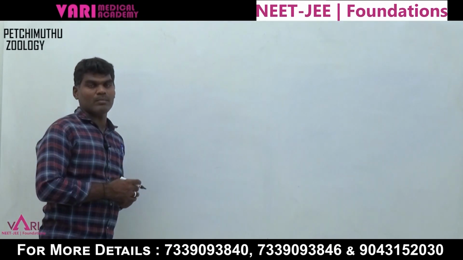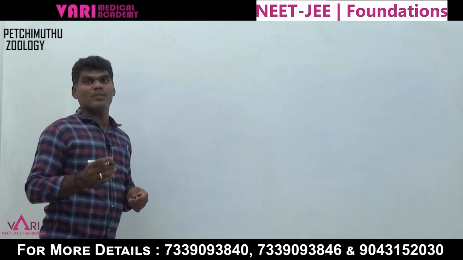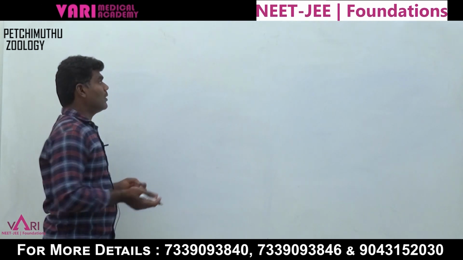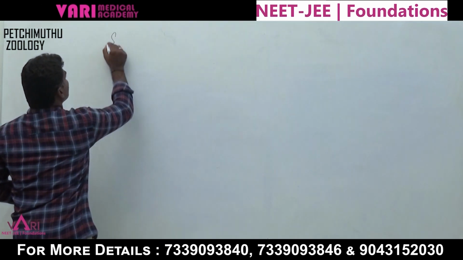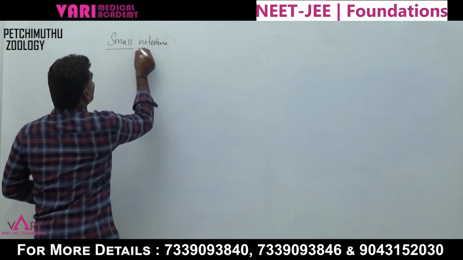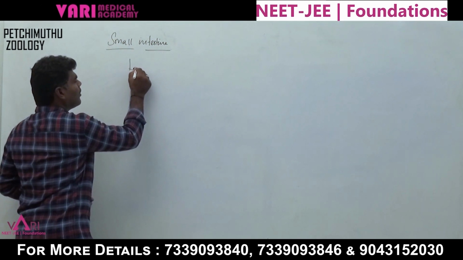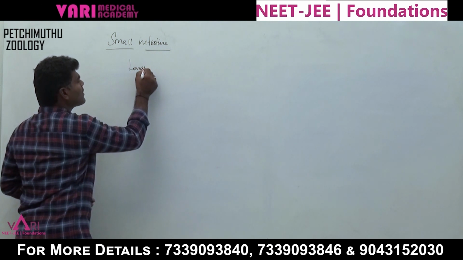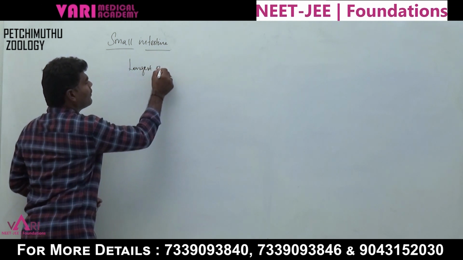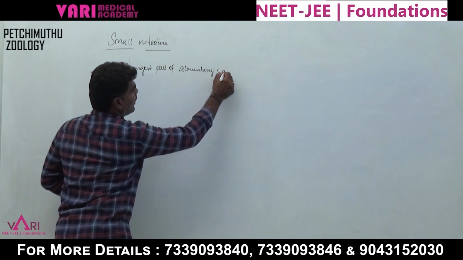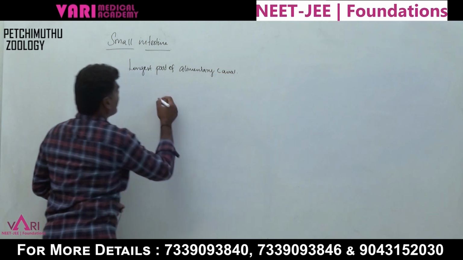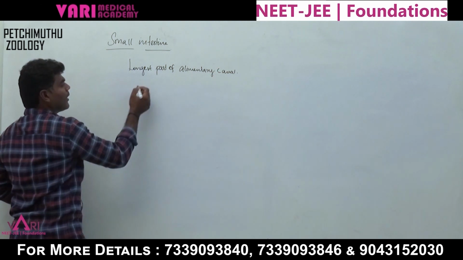Now we can discuss the anatomy of the small intestine and large intestine. The small intestine is the longest part of the alimentary canal. It is divided into three parts.